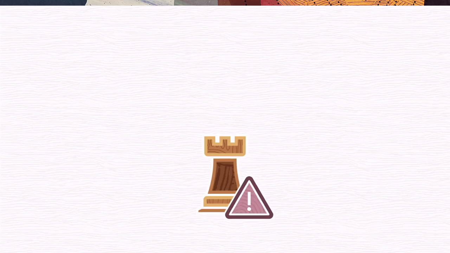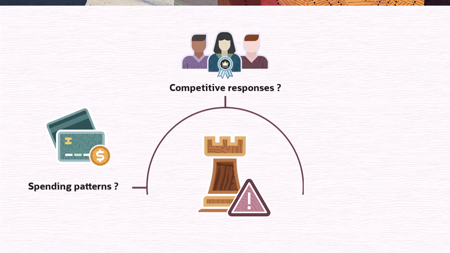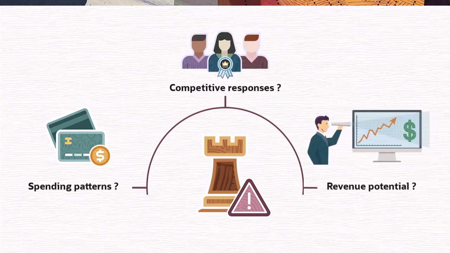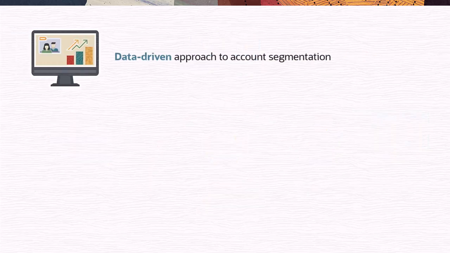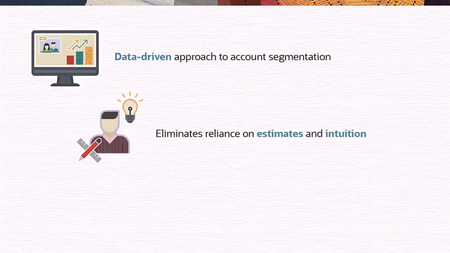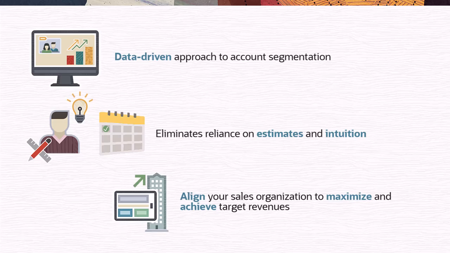Without a well defined account segmentation strategy, it's difficult to fully understand your account's spending patterns, competitive responses, and other key factors needed to assess revenue potential. Oracle Sales Planning provides a purely data driven approach to account segmentation, eliminating reliance on estimates and intuitions in this complex, high stakes process, typically conducted at the start of the fiscal year every 2 to 3 years, so you can align your sales organization to maximize and achieve target revenues.